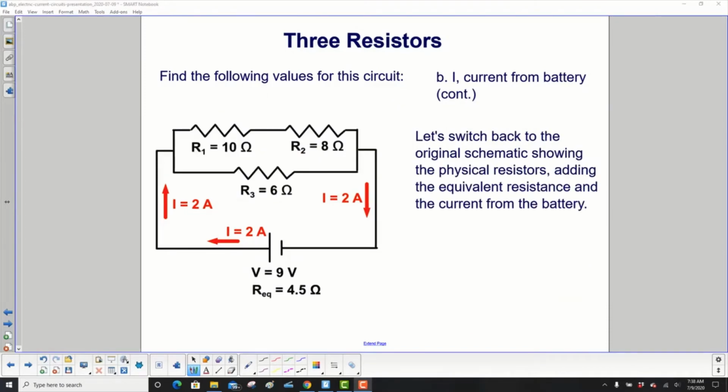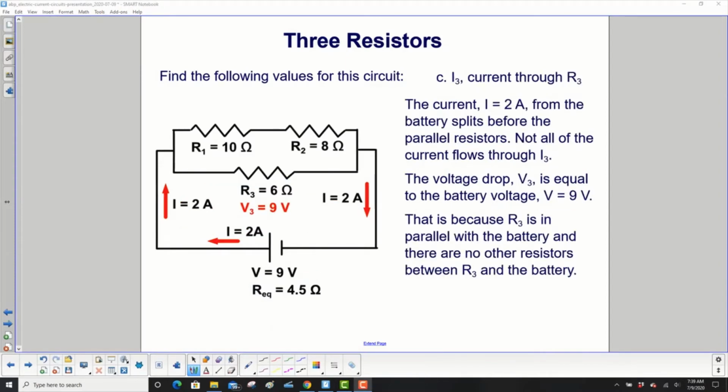Let's go back to the original schematic. That's just a fancy word for drawing, showing the physical resistors, adding the equivalent resistance and the current from the battery. And we put the equivalent resistance down here, and the current, we also could have written it down here, however you like. I is 2 amps. But because we had it flowing through the circuit, figured that would be enough so you know the current going through the battery.